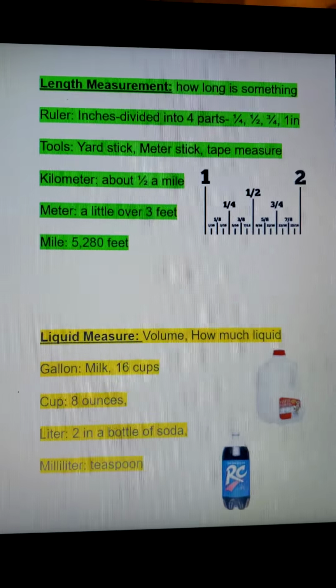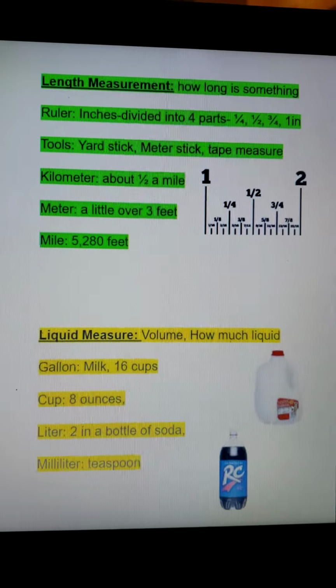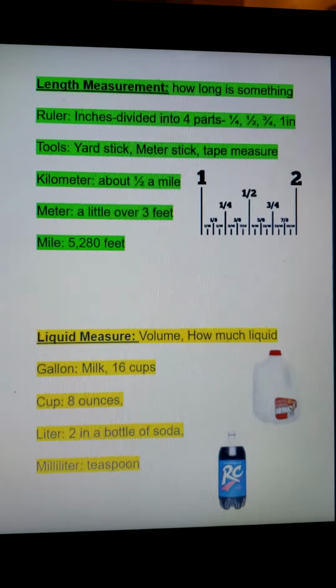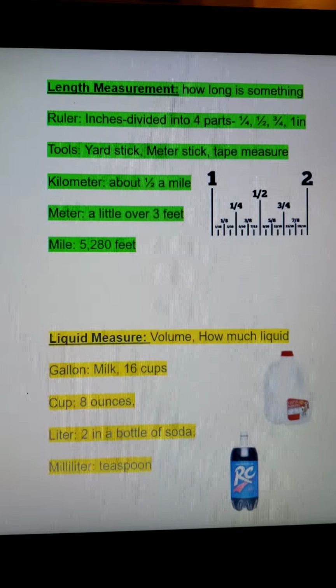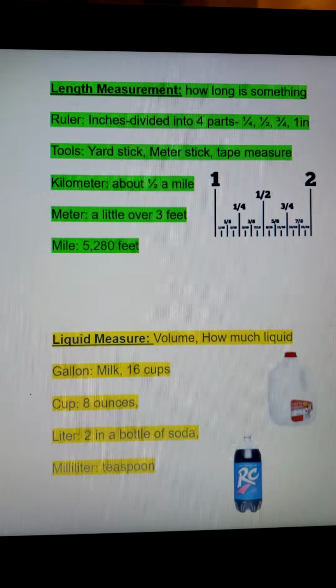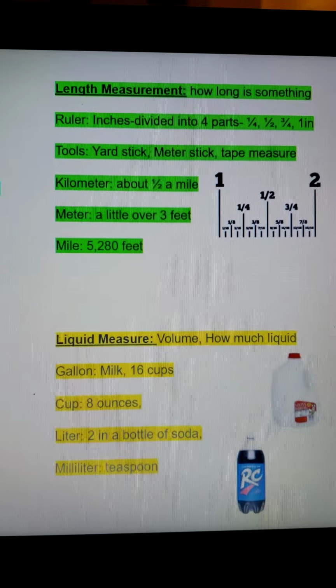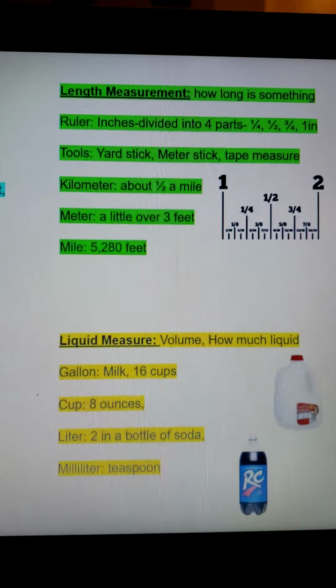And then the last measurement is liquid measurement. Volume, how much liquid? Gallons, cups, liters, milliliters. And they give examples of references like the liter, like a 2-liter bottle of soda is 2 liters.